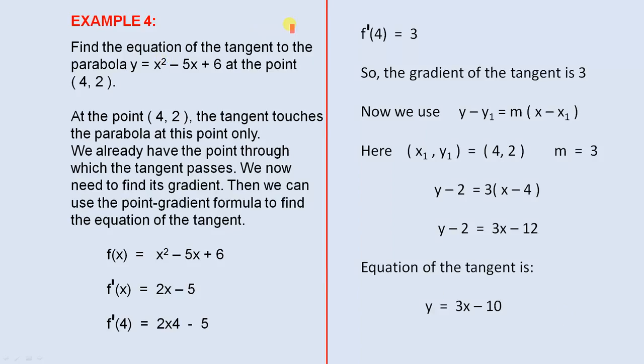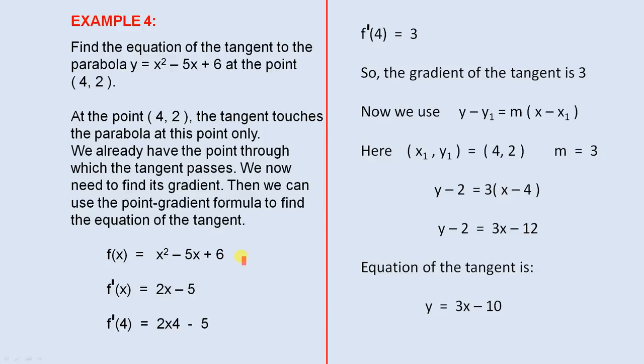Example 4. This is a little bit involved, but it's quite straightforward, so let's see how we go. Find the equation of the tangent to the parabola y equals x squared minus 5x plus 6 at the point (4, 2). At the point (4, 2), the tangent touches the parabola at this point only. We already have the point through which the tangent passes. We now need to find its gradient. So we have to find the gradient of the tangent. Then we can use the point gradient formula to find the equation of the tangent.